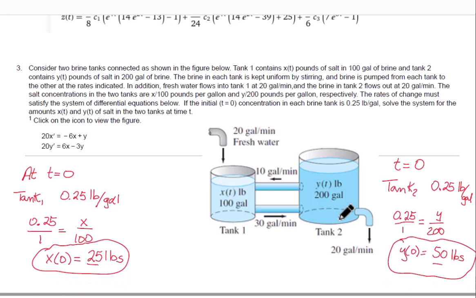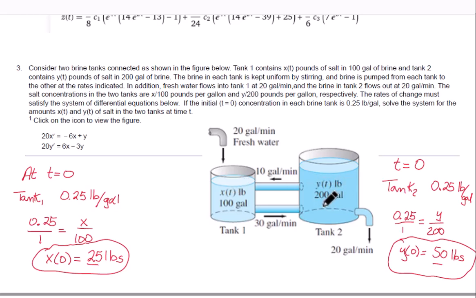All right, question 3. Question 3 is I've got 2 tanks. I've got some fresh water coming in here, 20 gallons per minute. Got a 100-gallon tank here, a 200-gallon tank here. Tank 1 is leaking 30 gallons into tank 2. Tank 2 is also sending back 10 gallons into tank 1.